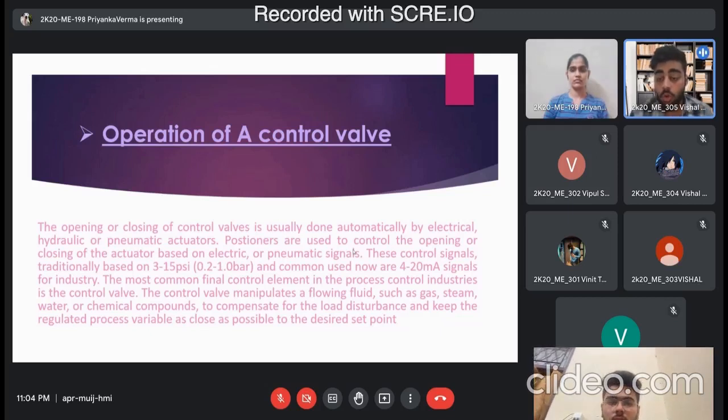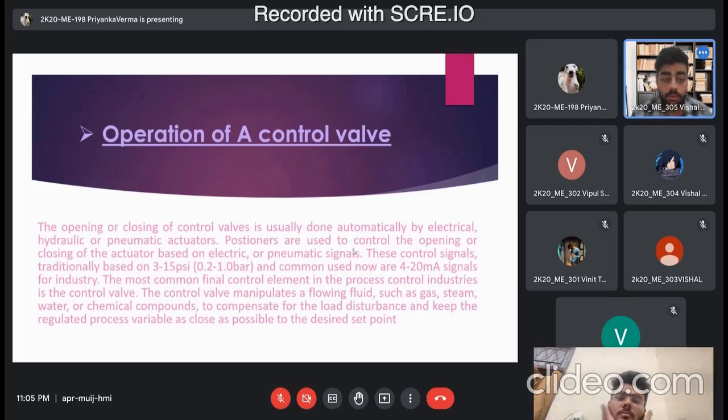The most common final control element in the process control industries is the control valve. To counter the load disturbance and maintain the regulated process variable as close to the desired set point as feasible, the control valve alters the flowing fluid such as gas, steam, water, and chemical compound.